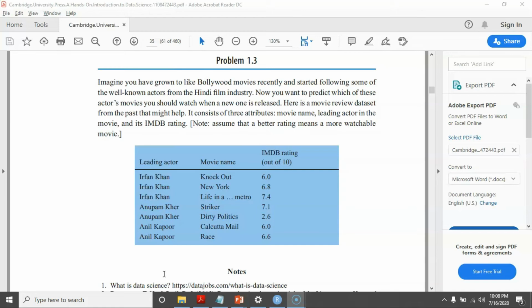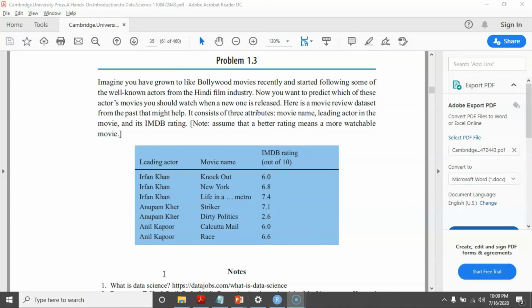It consists of 3 attributes: movie name, leading actor in the movie, and its IMDb rating. Assume that a better rating means a more watchable movie. Of course, you must be aware of the IMDb database or web database, where they have ratings about different actors and ratings about movies, and so on.